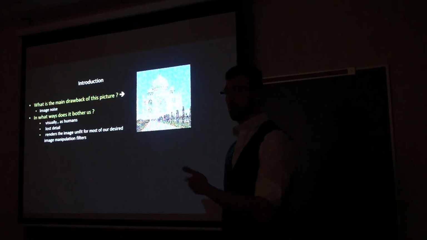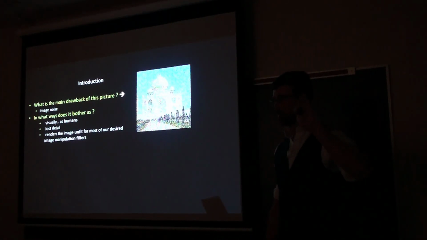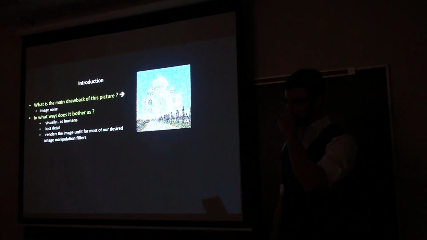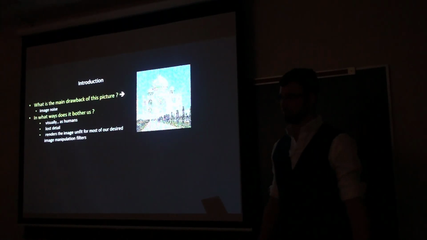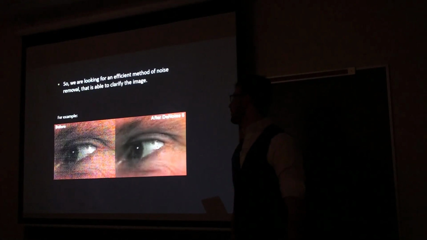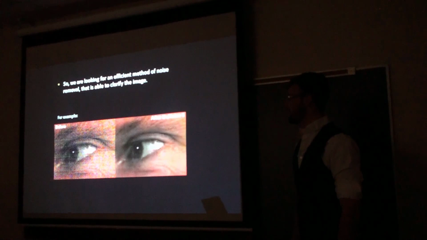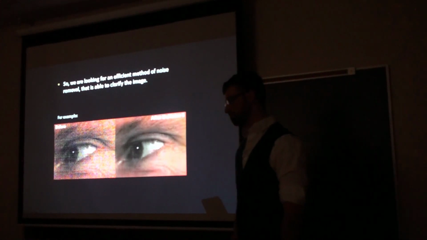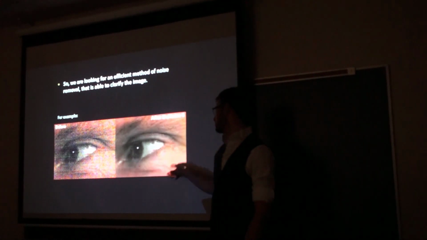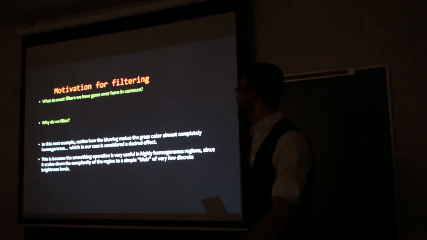So I think I'm about to go over Sobel. Do you remember the line tracing? If I was to line trace this, how do you think it would look? Like a hot mess. Right, like a hot mess. So we're looking for an efficient method of noise removal that is able to clarify the image, right? So here is the noisy image after I apply some filtering to it.